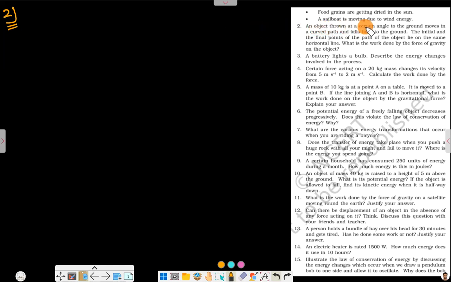An object thrown at a certain angle to the ground moves in a curved path and falls back to the ground. The initial and final points of the object lie on the same horizontal line. What is the work done by the force of gravity on the object?